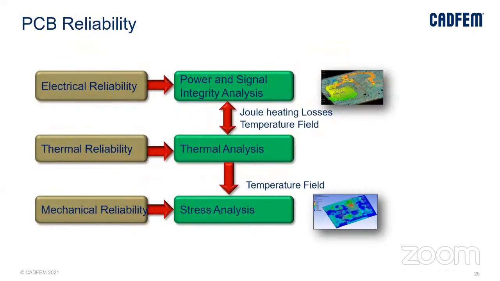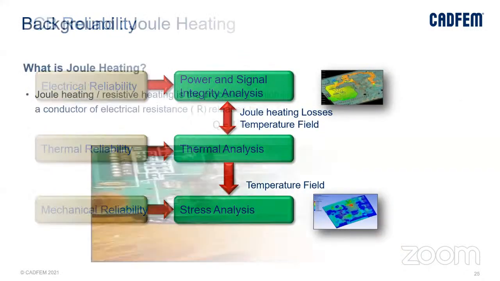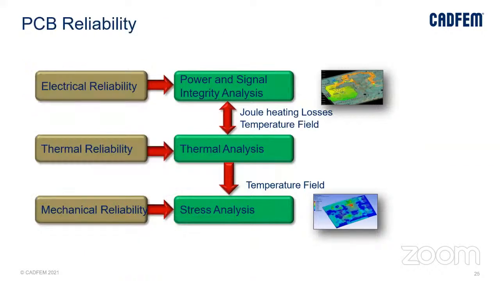Another aspect would be PCB reliability. We discussed signal integrity and power integrity until now, which is nothing but electrical reliability. And this flow of currents will generate temperature, and this temperature can actually affect the reliability of the system as well.